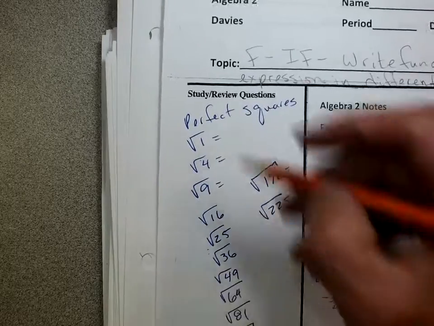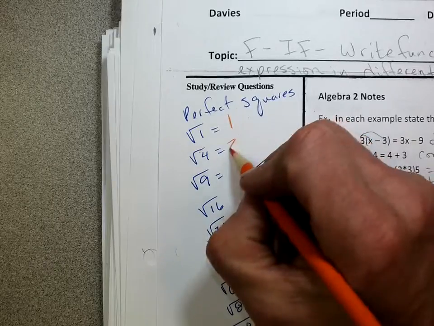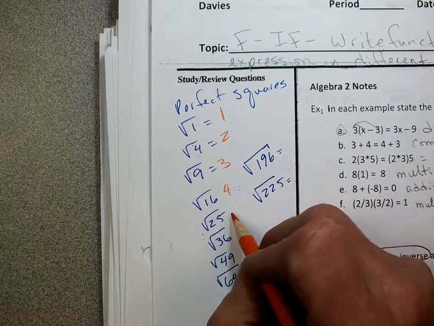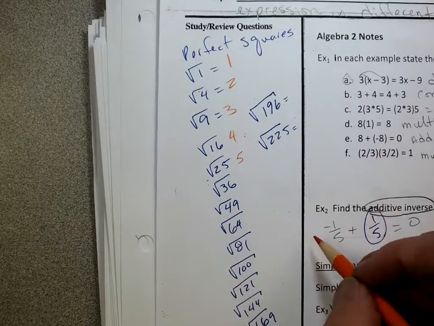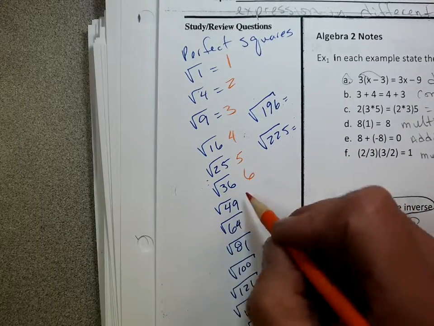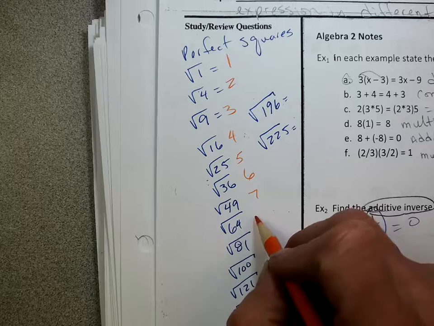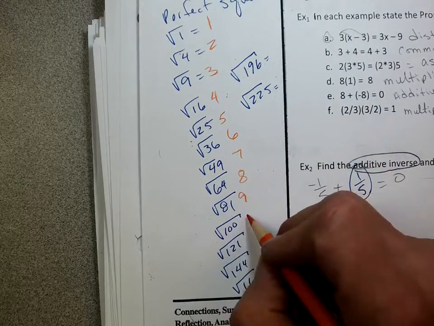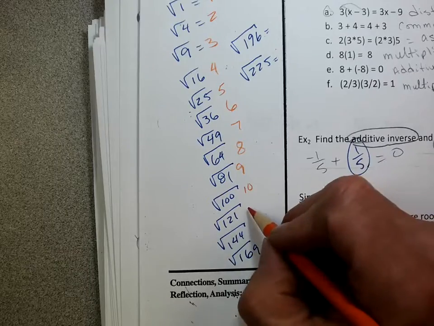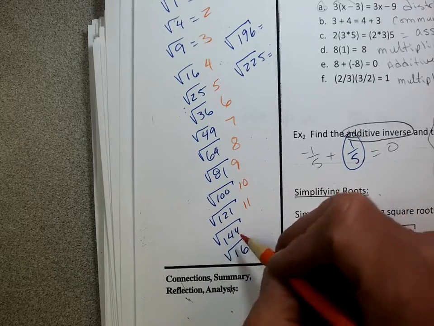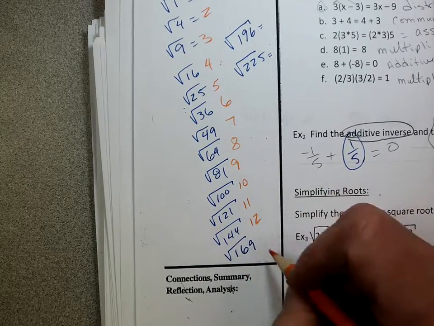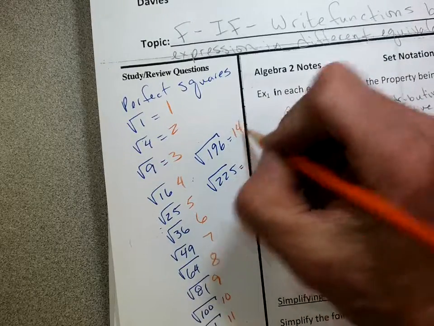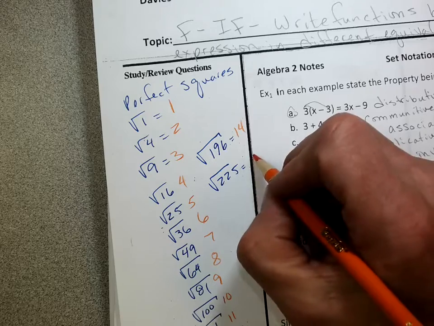I mean, the square root of 1 is 1, the square root of 4 is 2, the square root of 9 is 3, the square root of 16 is 4, the square root of 25 is 5, right? The square root of 36 is 6, the square root of 49 is 7, the square root of 64 is 8, the square root of 81 is 9, the square root of 100 is 10, square root of 121 is 11. Square root of 144 is 12. Square root of 169 is 13. Square root of 196 is 14. Square root of 225 is 15.